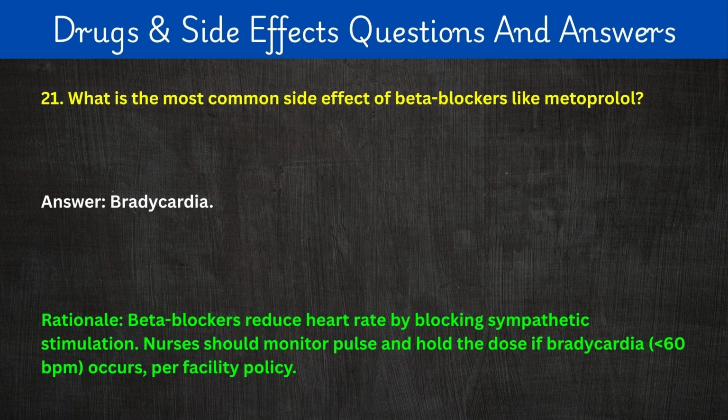21. What is the most common side effect of beta blockers like metoprolol? Answer: bradycardia. Rationale: beta blockers reduce heart rate by blocking sympathetic stimulation. Nurses should monitor pulse and hold the dose if bradycardia occurs, per facility policy.